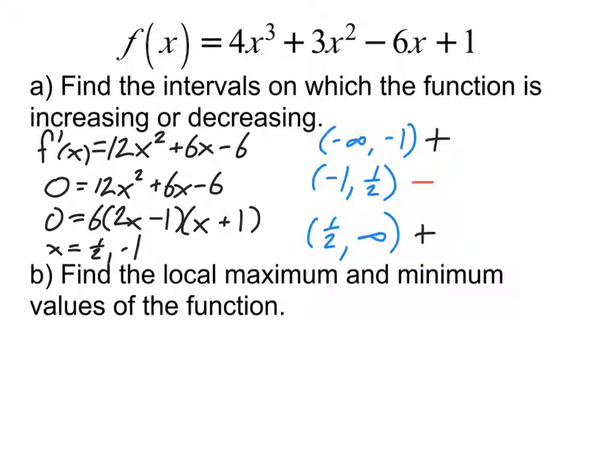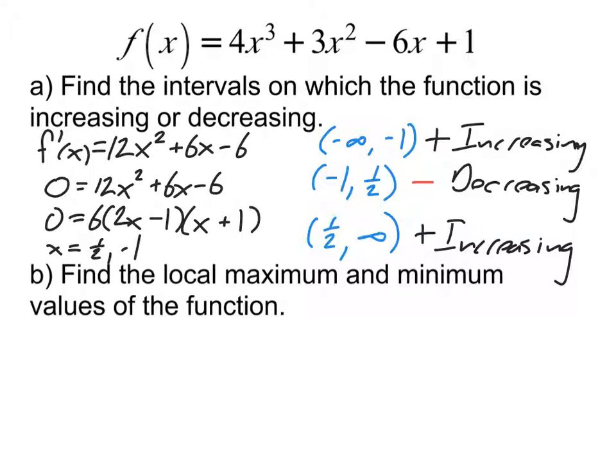You can find them by just taking any point in that interval and plugging it in to see if it gives you a positive or a negative. And that's what they'll give you. All right, so that means that when the derivative is positive, it is increasing. When my derivative is negative, it is decreasing. And so then that takes care of part A. We've now identified the intervals on which it is increasing and decreasing.